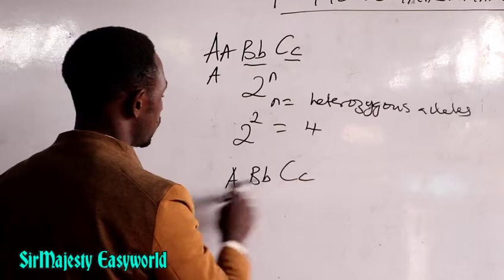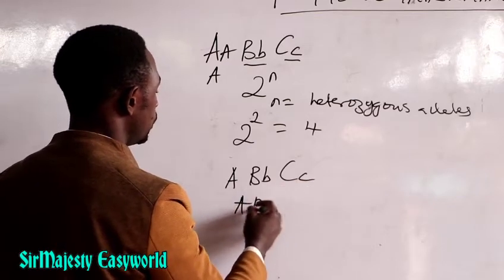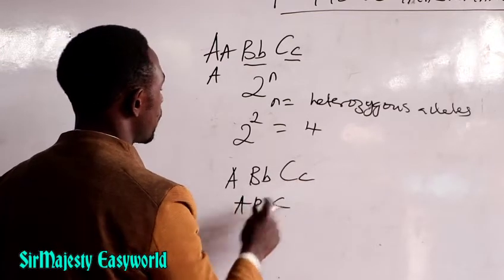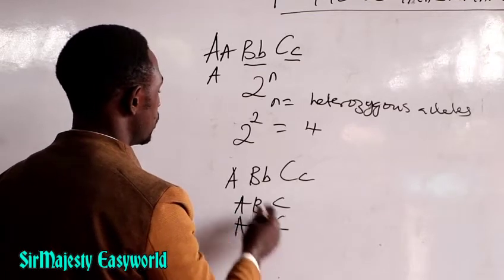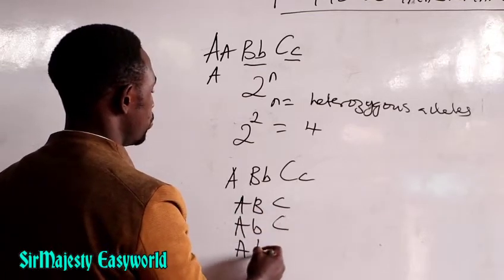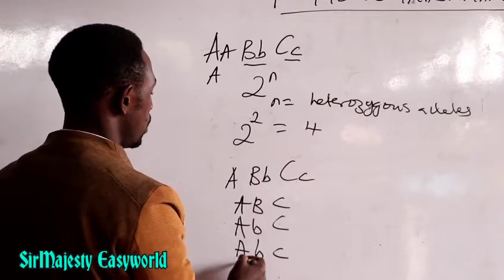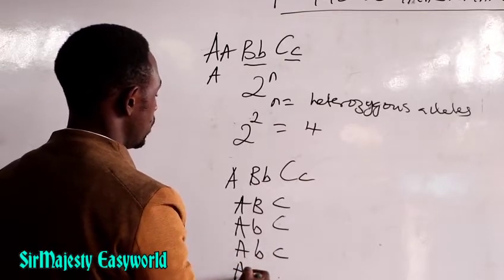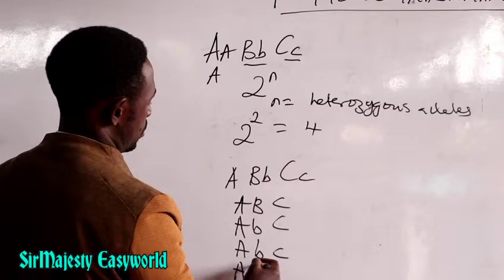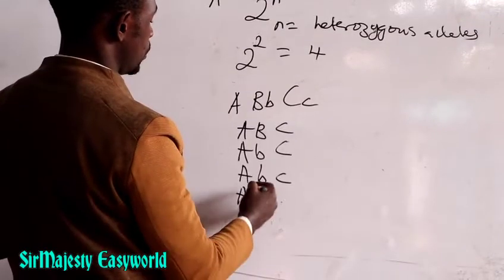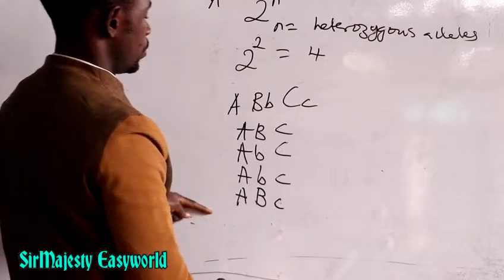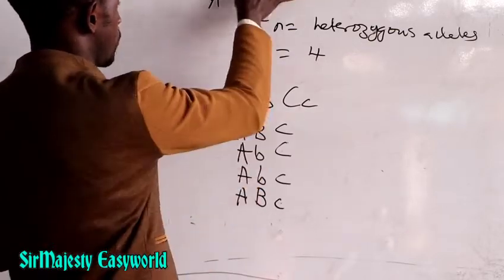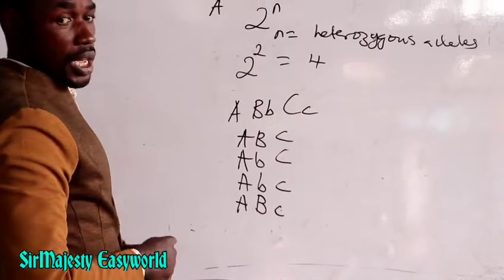You can take the first letter all through, A, B, C. That is A, B, C. Then you take A, small b, capital C. Then you take A, small b, small c. Then you take A, capital B, small c. So these are the 4 possible gametes that will come out of this genotype.